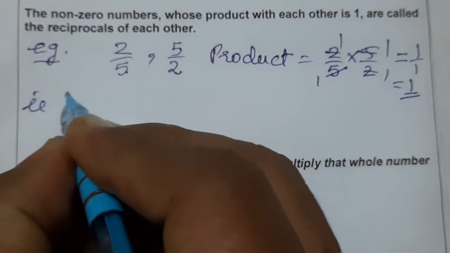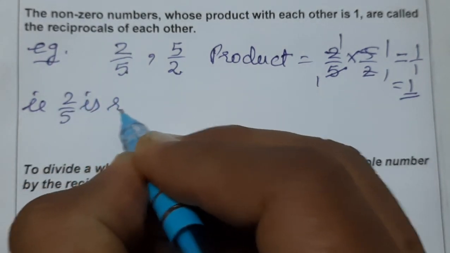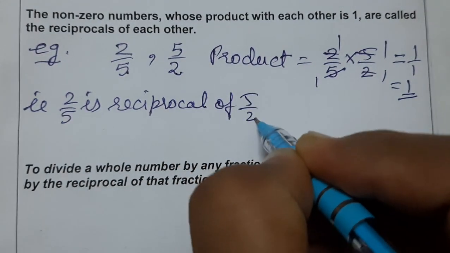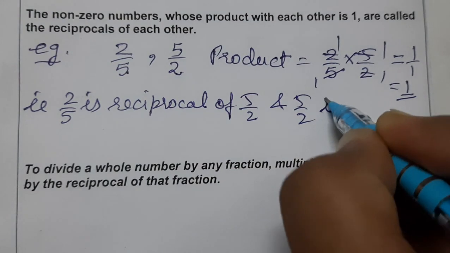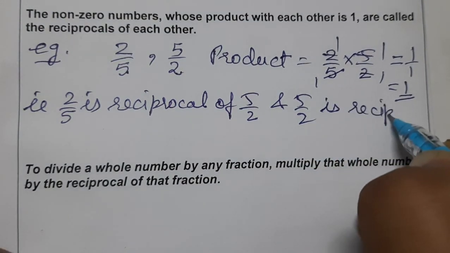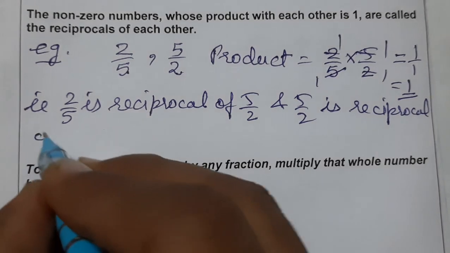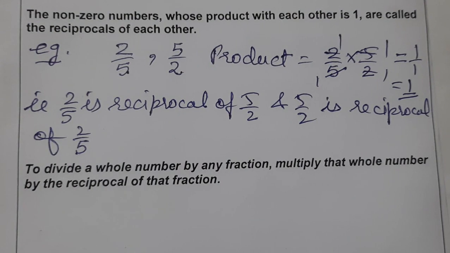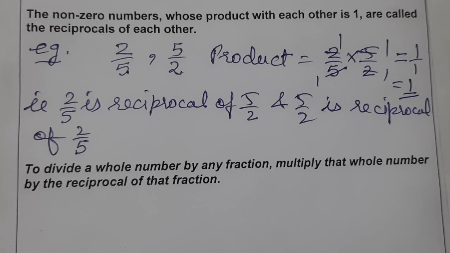So any number you can find out using this. Suppose 6 by 7, then 6 by 7 multiplied by 7 by 6, we get the product as 1 again. Then we can say 6 by 7 is the reciprocal of 7 by 6, and 7 by 6 is the reciprocal of 6 by 7. Now see the next part.